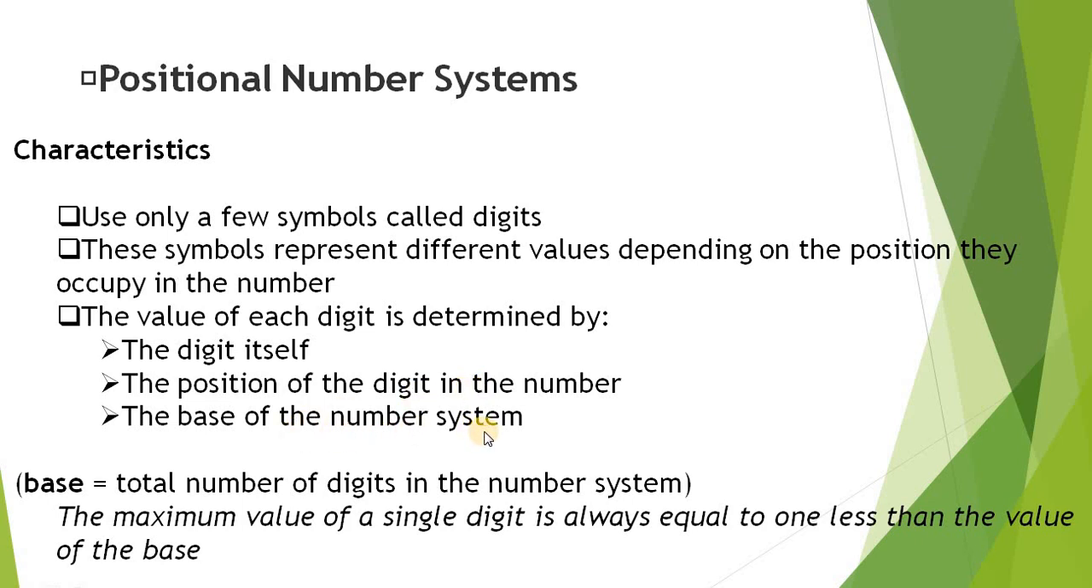So when you want to know the value of a particular digit, it can be determined by the following three things: what digit or symbol I am using, what is the position of that digit in the given number or representation, and what is the base of the number system. Let us understand this with an example.